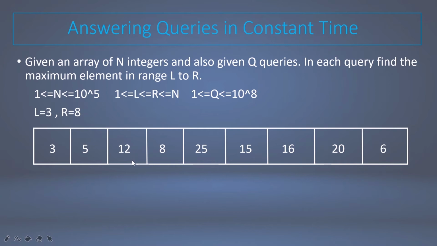What we can do is first calculate the length, which is 6. Then the maximum power of base 2 that keeps the length less than or equal to 6 is 2 to the power 2, which is 4, right? From this position we take the maximum element of length 4, which is 25, you can see.